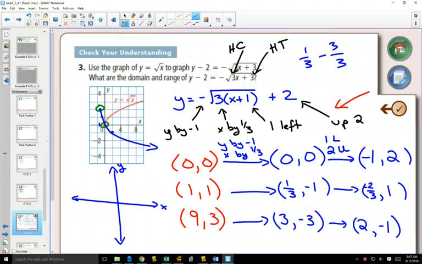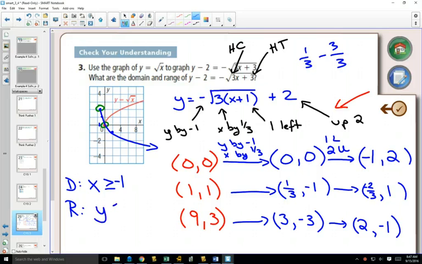It just asks for the domain and range of our new graph. So now for our domain, what is the smallest x value? Smallest x value is -1. X has to be bigger than or equal to -1. There is no smallest y value, but there is a biggest y value. The biggest y value is 2. So all the y values are less than or equal to 2.